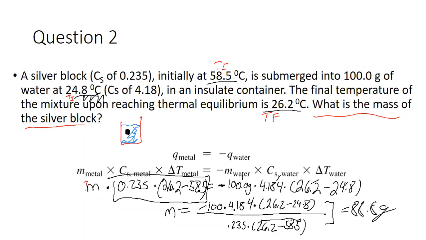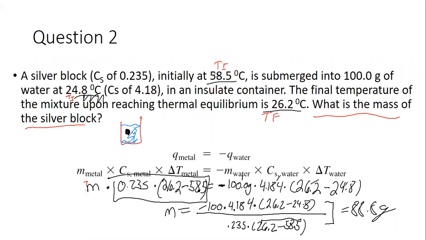As always, let me double check myself. Before I get yelled at that I gave you all the wrong answer. And it's all my fault. And I get yelled at some more because I gave you the wrong answer. That's why you learned it wrong. So it's all my fault, as always. So let's see. 4.184 divided by 0.235, 26.2 minus 58.5. Yep, 88.8.